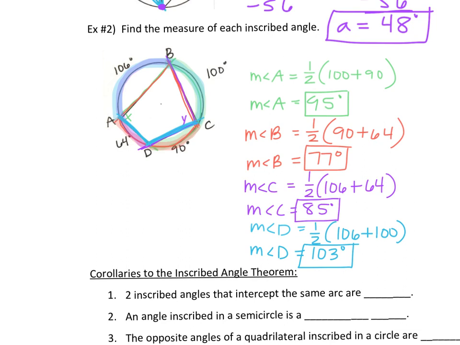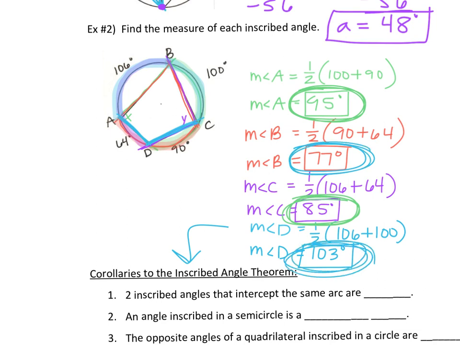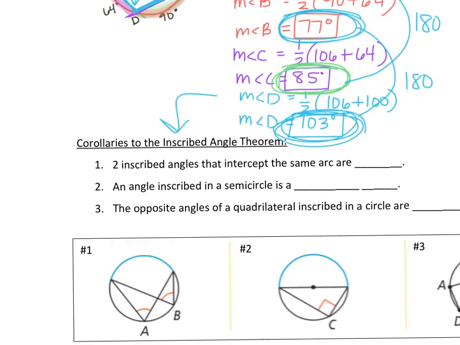Okay. Now here's what I want you to see, because this is coming right here. If you look at these, notice 95 and 85 and 77 and 103. What do you see about those? Those are angles that are across from each other, right? B and D, A and C are across from each other. And if you're paying attention, you'll see these two add up to 180 and these two add up to 180. Okay, that's a corollary to our inscribed angle theorem, which I will tell you about right now.